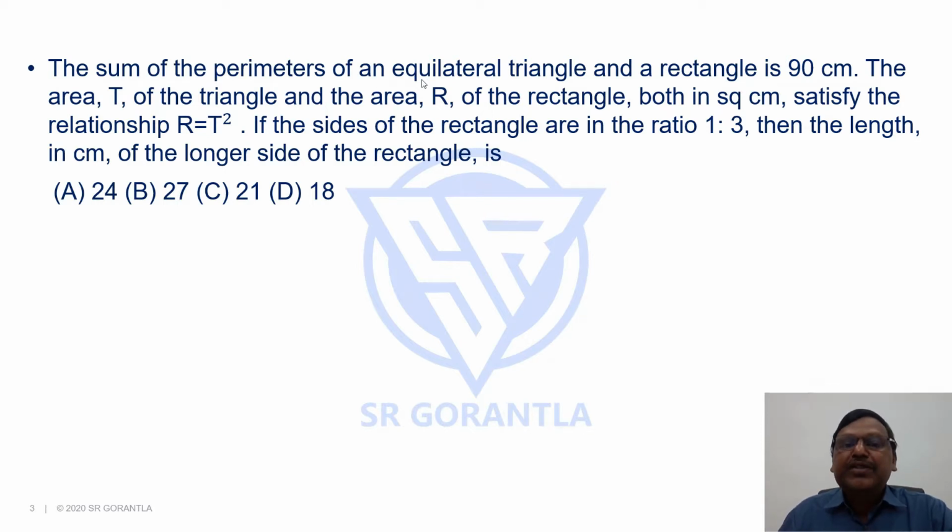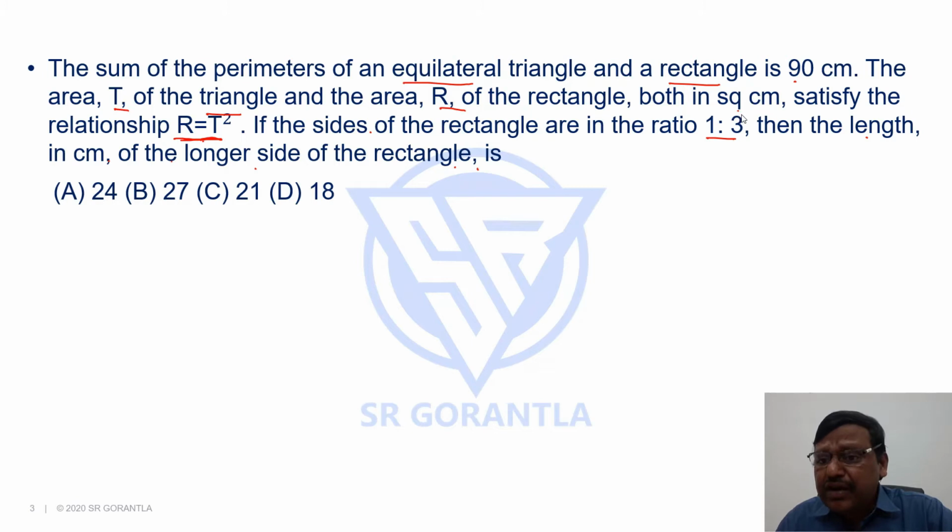The sum of the perimeters of an equilateral triangle and a rectangle is 90 centimeters. The area T of the triangle and the area R of the rectangle, both in square centimeters, satisfy the relationship R equals T squared. If the sides of the rectangle are in the ratio 1:3, then the length in centimeters of the longer side of the rectangle is?